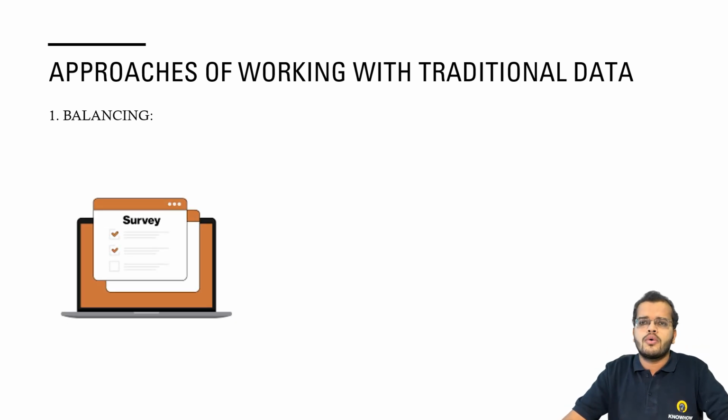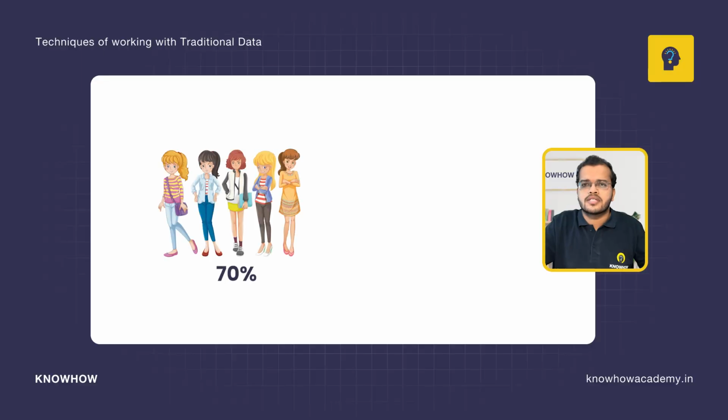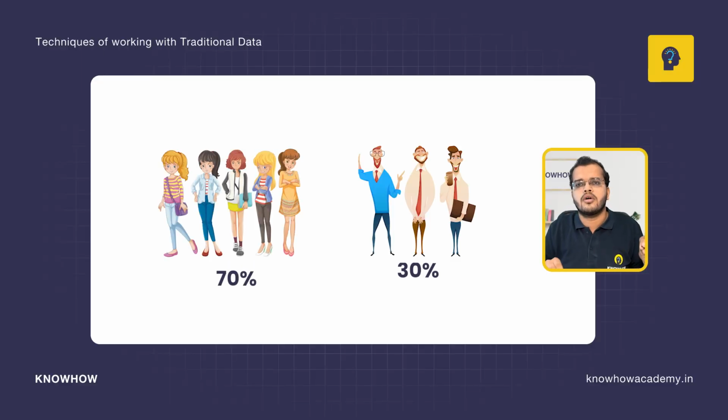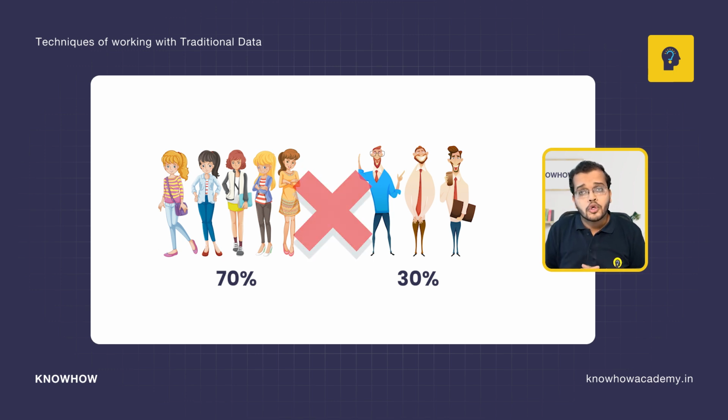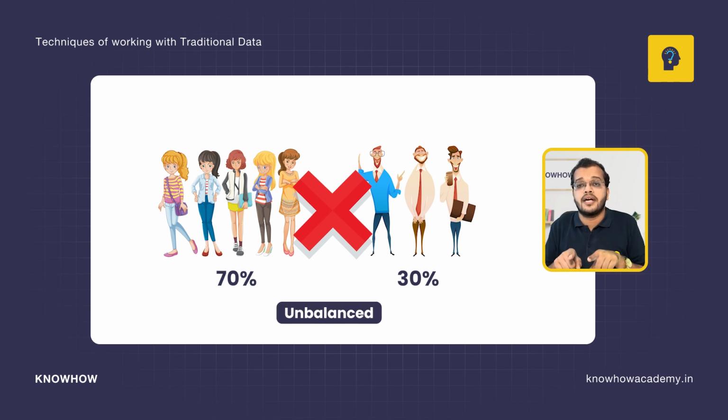In this particular survey, I will go to the public, I will take the samples of 70 females and 30 males, and I will tell that 70% people are expecting that this party can form the government, and 30% of people are expecting this party can form the government. Do you think that that is correct? No, it is unbalanced.